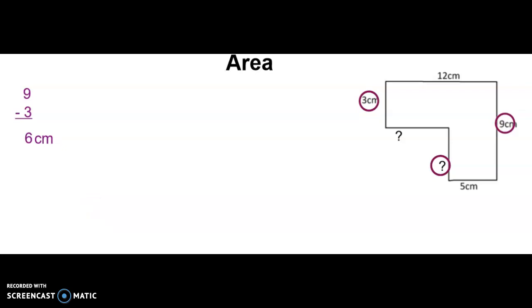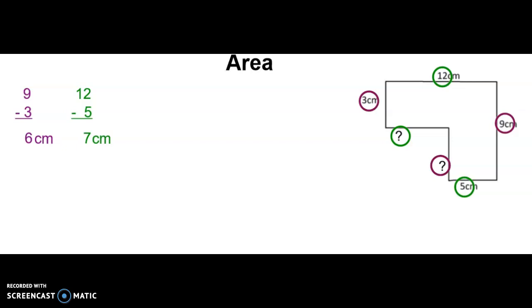Now let's do the same thing for the horizontal lines. We have a question mark here, and then we have 12 centimeters up here and 5 centimeters down here. So again, to find this part right here, we're going to take 12 minus 5, which would give us 7 centimeters.